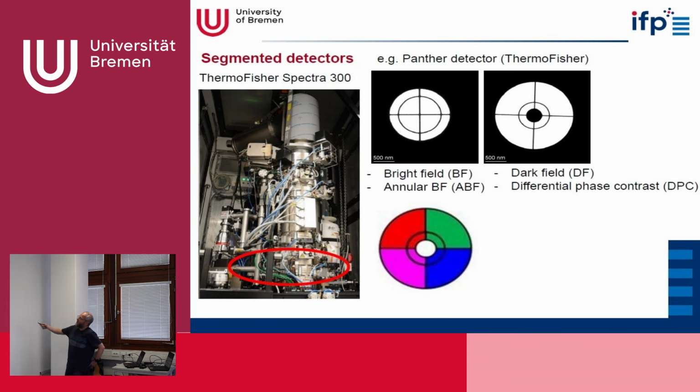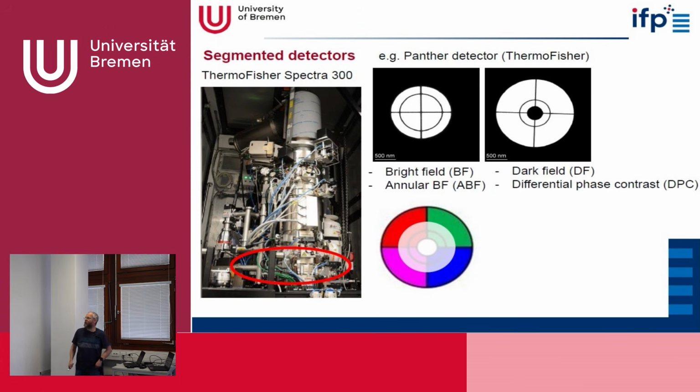The last technique that we can also do here is differential phase contrast. You might have seen that the detector is somehow segmented. It's not annular symmetric, but it has some segments. And this is what we use in differential phase contrast. So consider this detector here. We have different segments: red, blue, green, and magenta.